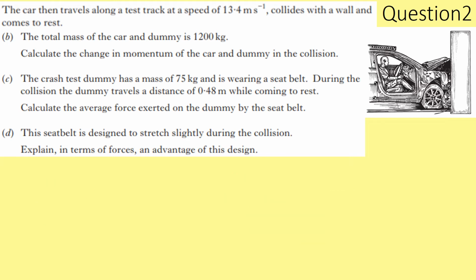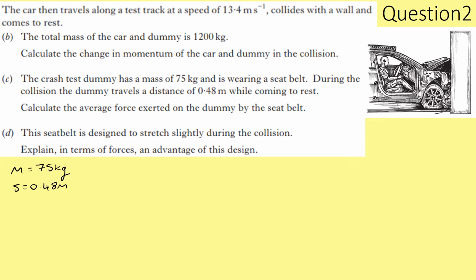All right, so in part B, we still have our car travel along the test track at 13.4 meters per second, collides with the wall and comes to rest. We've calculated the change in momentum, and now we're on to part C. Crash test dummy has a mass of 75 kilograms and is wearing a seatbelt. So let's write that down. M is equal to 75 kg and travels a distance of 0.48 meters. So that's our displacement. S is equal to 0.48 meters.